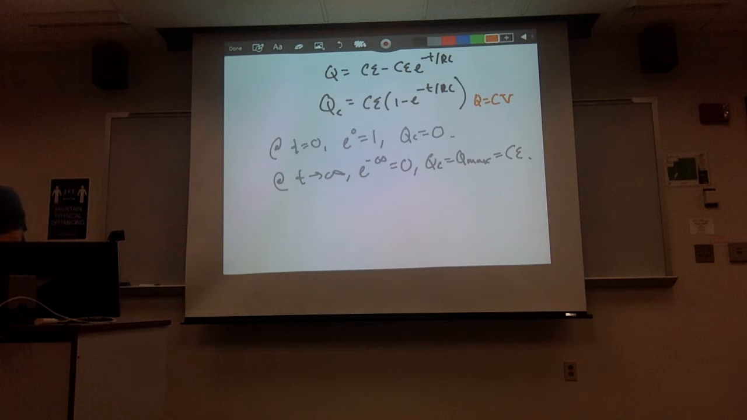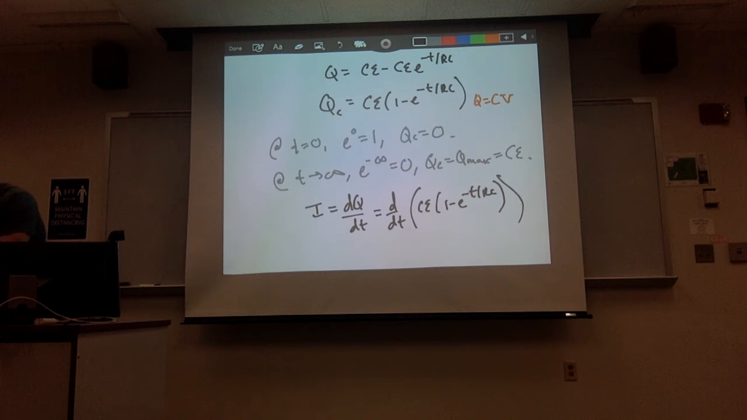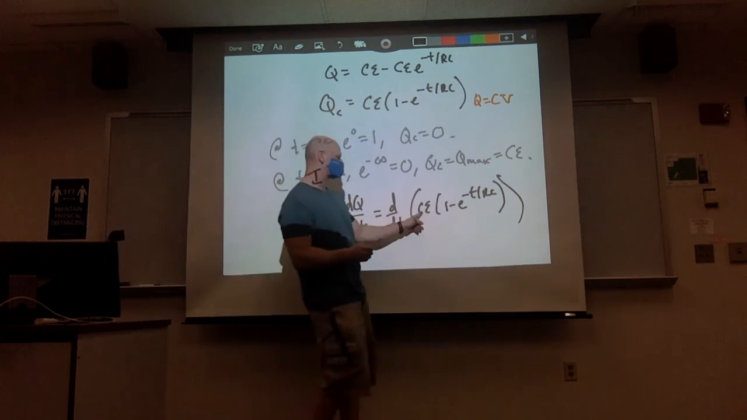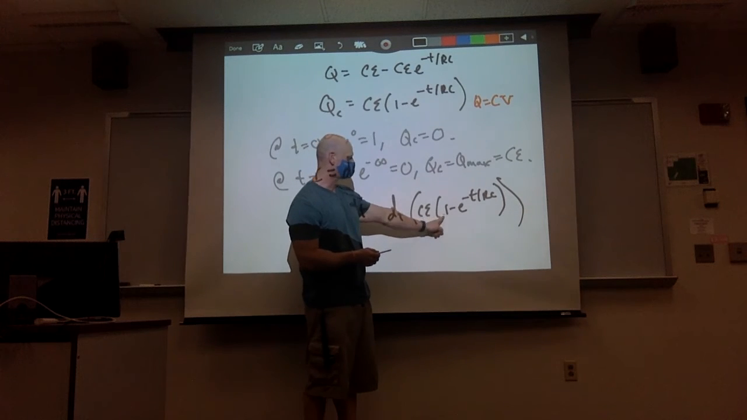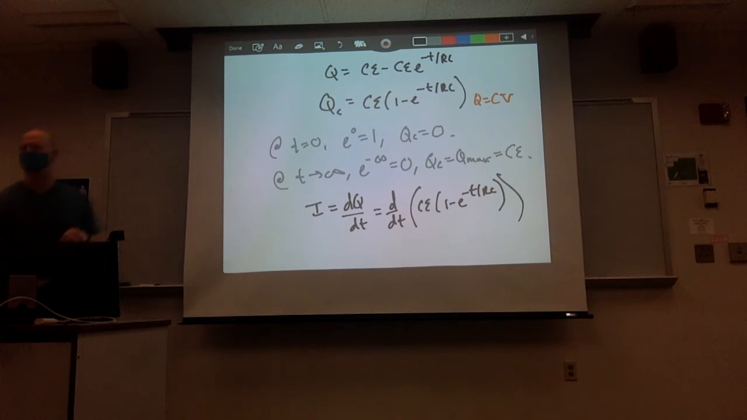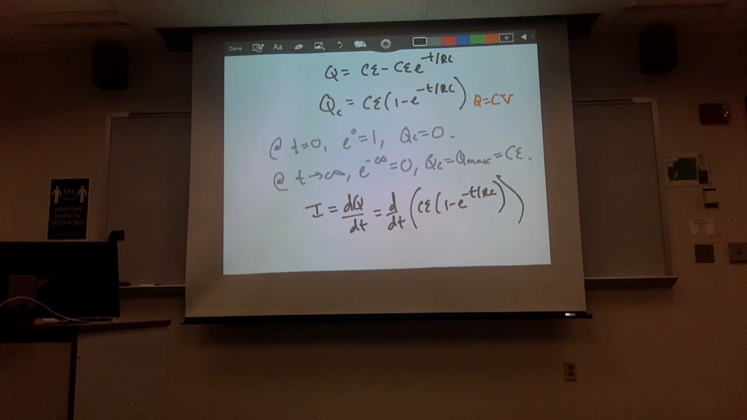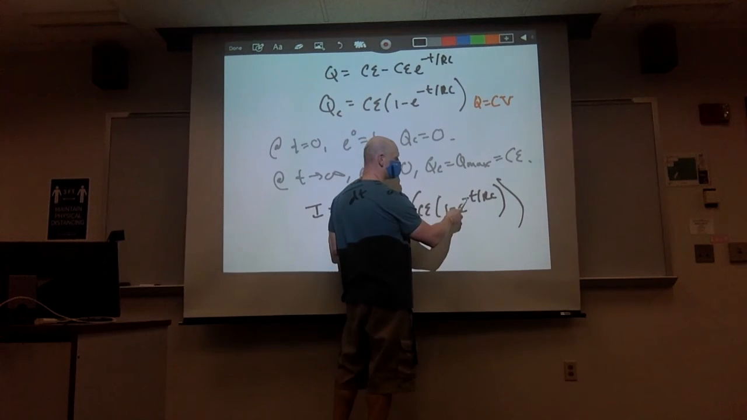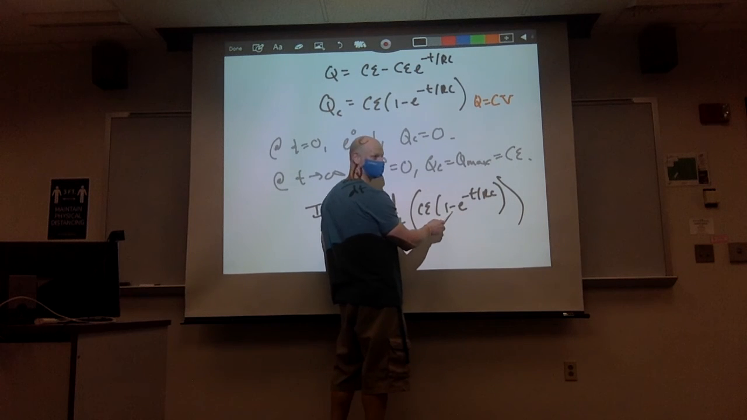What about the current? So let's look at the current. Well, we know the current is equal to the time rate of change of the charge. So in this case, it's going to be equal to the time rate of change of C times E times 1 minus e to the negative t divided by RC. In this case, this is a constant, so it comes outside of the derivative. Here, this is a constant, so this is going to go to 0. And then I end up with the derivative of the exponential. Well, what's the derivative of an exponential? An exponential times the derivative of the argument. Right? So the derivative of the argument in this case is simply going to be negative 1 over RC.